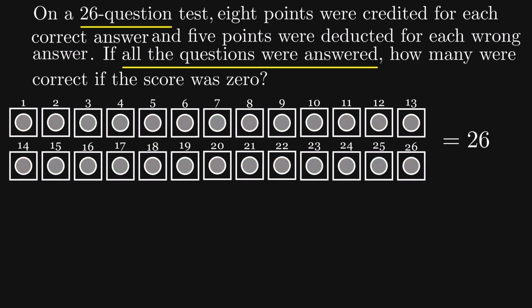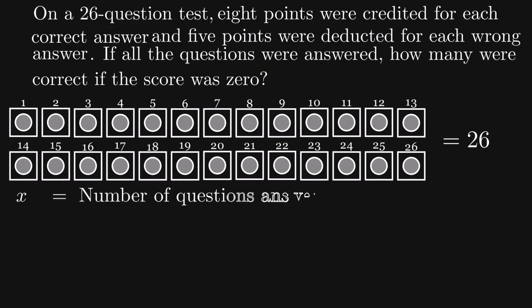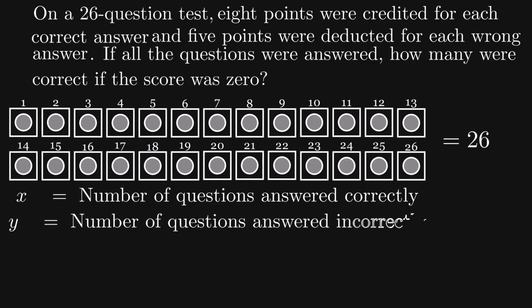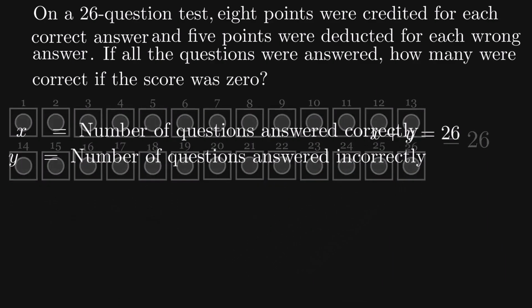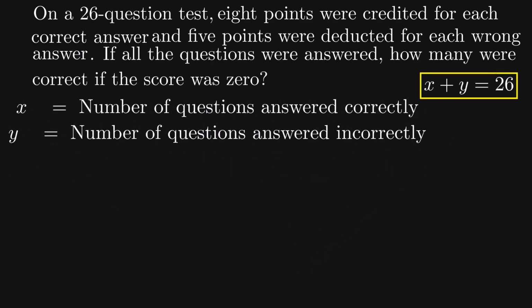Therefore, if we let x represent the number of questions answered correctly and let y represent the number of questions answered incorrectly, we can form our first equation as x plus y equal to 26. Next, we are told that the score is 0.